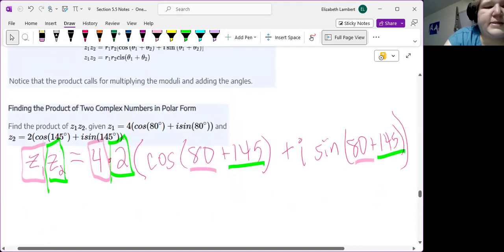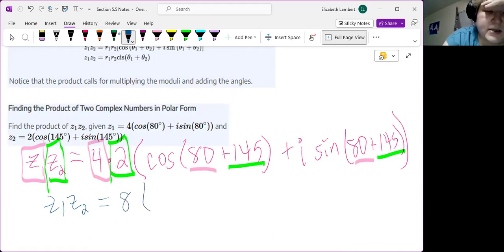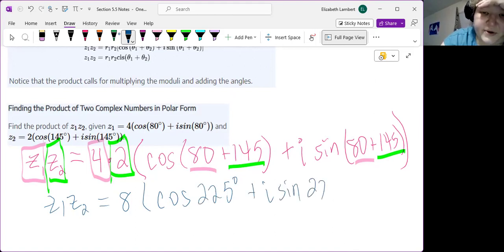All right, so Z1 times Z2 is going to be 8 cosine of 225 degrees plus i sine 225 degrees. That's it.